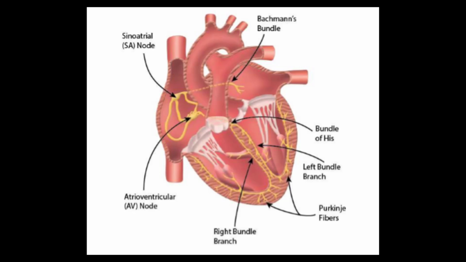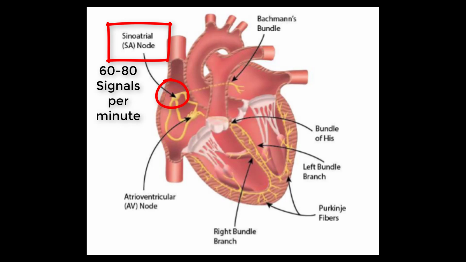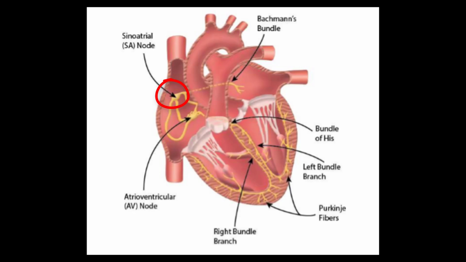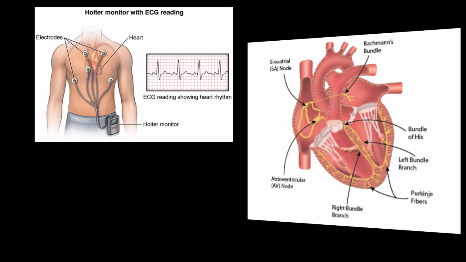The electrical impulses begin at the sinoatrial node, or SA node. The SA node dictates the pace of the heart and is usually sending electrical impulses anywhere between 60 to 80 times per minute. The electrical signal is then sent through the wiring of the electrical system to the rest of the heart. It will travel across Bachmann's bundle to the left atrium and down towards the atrioventricular node, or AV node. This signal can be measured using an electrocardiogram, or ECG.